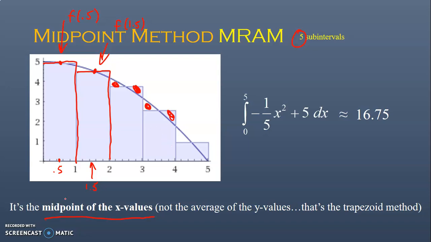The most important thing to remember is that we're doing a midpoint of the x values. We're not taking our two y values and averaging them. That's what the trapezoid method does. So we're just taking the two x values, going halfway in between, and then finding the y value that corresponds with the midpoint.